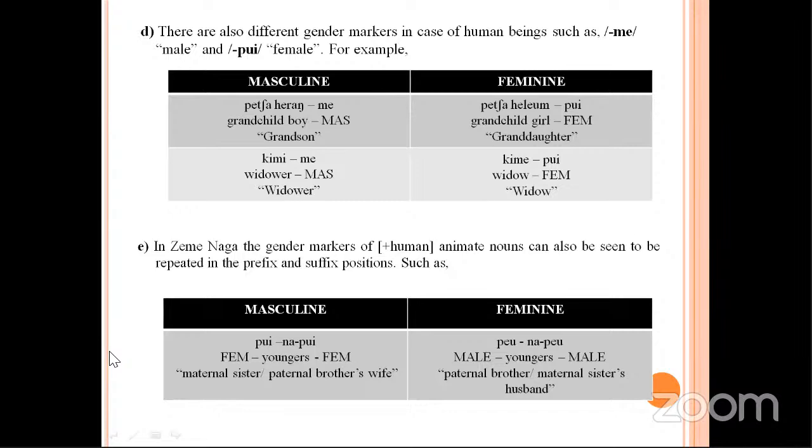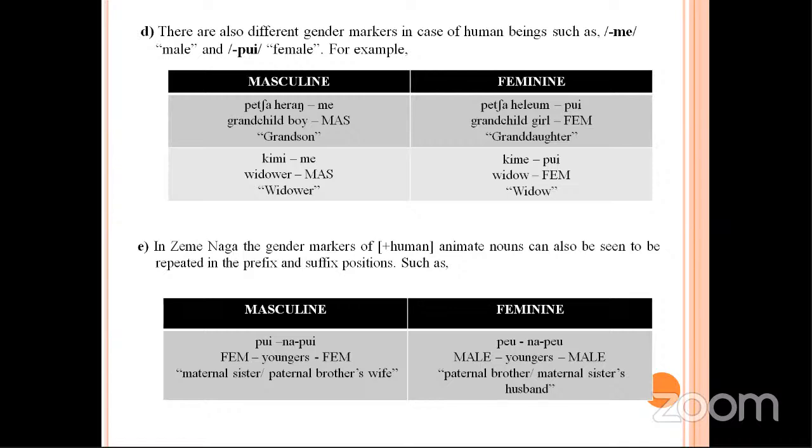There are also different gender markers in the case of human beings, such as Me for male and Pui for female. For example, Pecha Herang Me. Pecha means grandchild, Herang means boy, and Me is a masculine marker. Pecha Herang Me means grandson. Pecha Helium Pui. Pecha means grandchild, Helium girl, Pui feminine marker. Pecha Helium Pui means granddaughter.